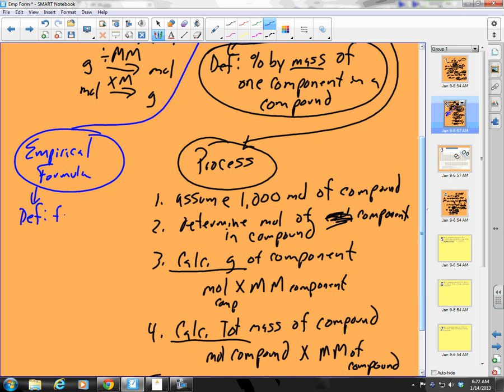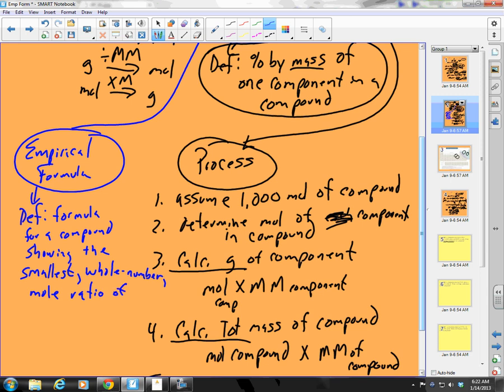It is a formula for a compound showing the smallest whole number mole ratio of atoms in the compound.